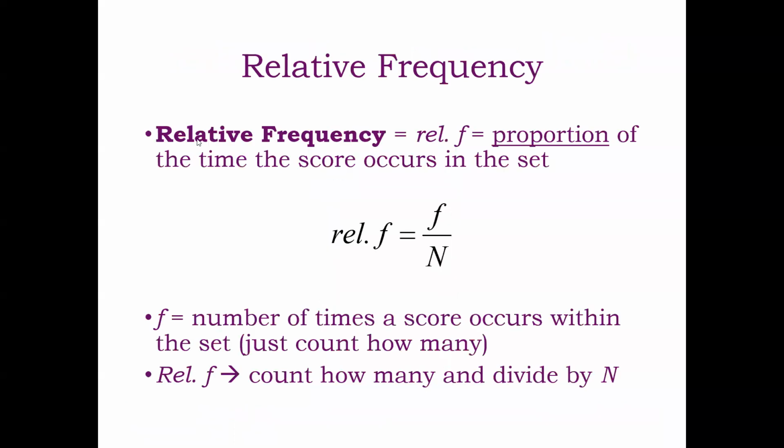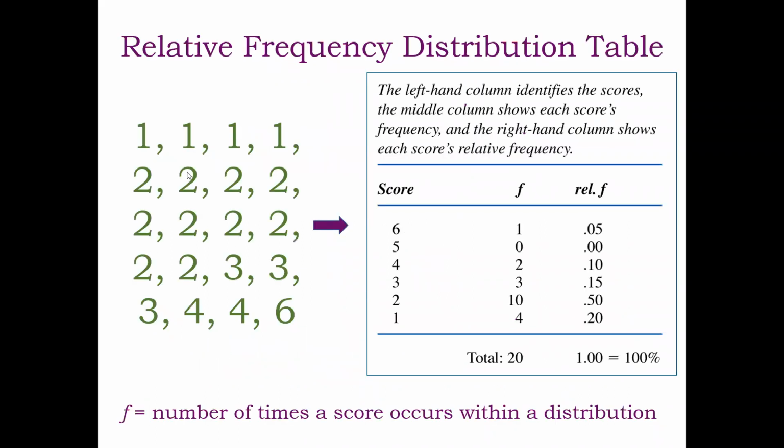Now, relative frequency is just the proportion of times the score occurs in a data set. So to get that, you just divide the frequency of the score you're interested in by the number of scores total in the data set. So let's have a look at how that would work. Here is a distribution of scores, right? We can first make a distribution table, right?